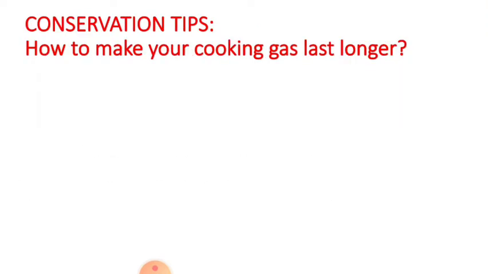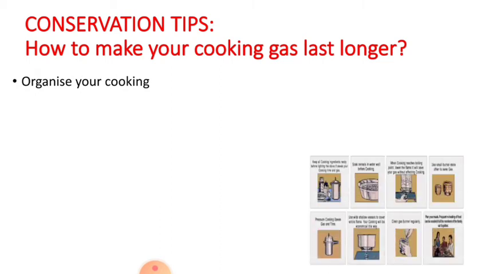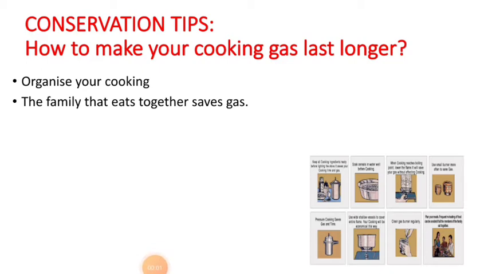Now, the conservation tips: how to make the cooking gas last longer. First one is organize your cooking. Prepare all the ingredients and keep them ready for cooking. This means you can cook rapidly. Secondly, the family that eats together saves the gas, as if we have to heat the food just once for the whole family, it means we are saving the gas. Also, the reheated food is less nutritious.